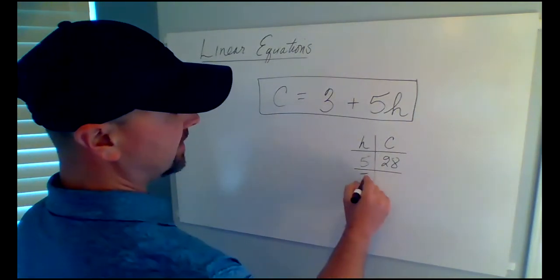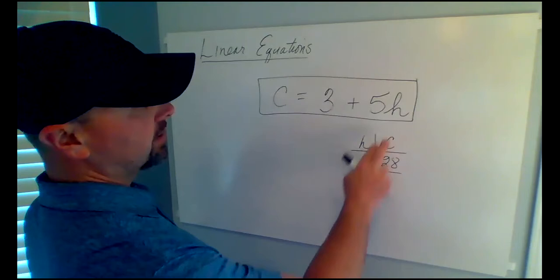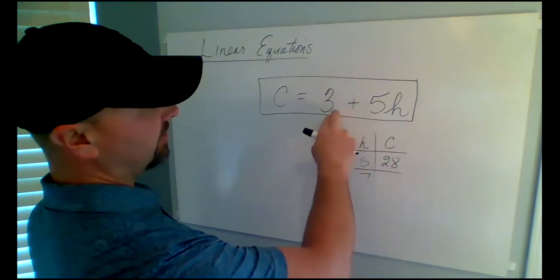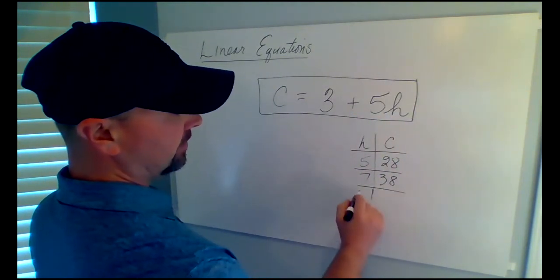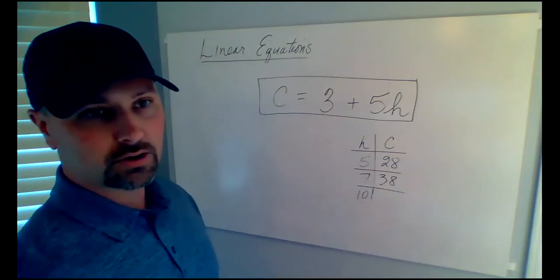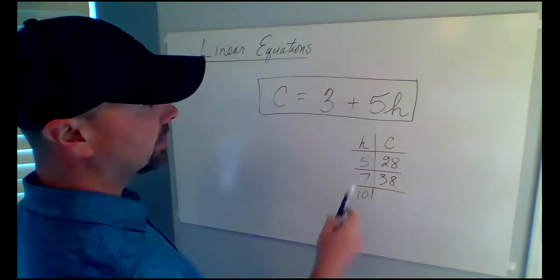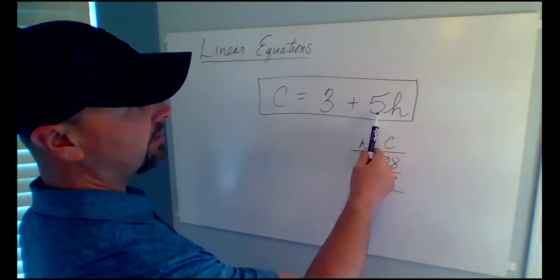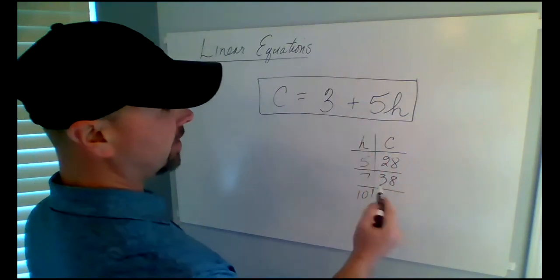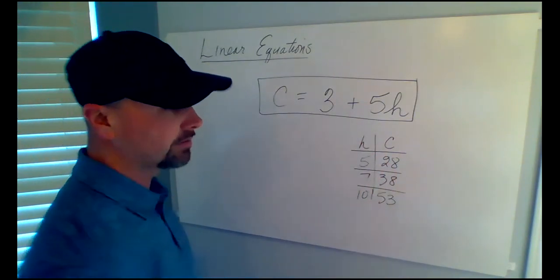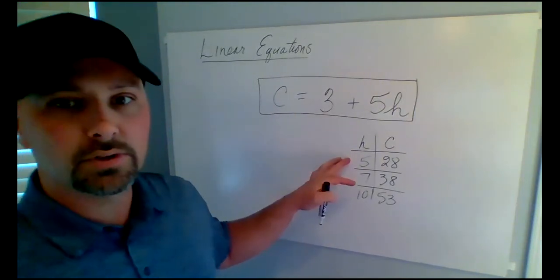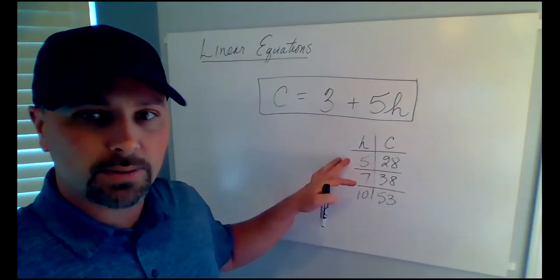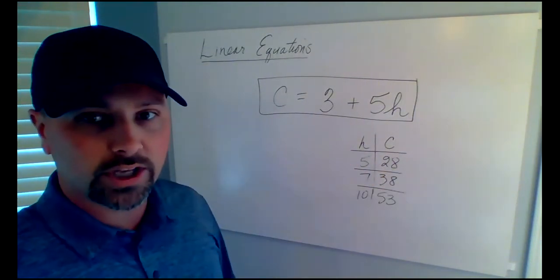Okay, what about 7 hours? 7 times 5 would be 35 plus 3, 38. How about 10 hours? What if she babysits all day long? 10 times $5 an hour is 50 plus 3, $53. Okay, so we already answered the question of how much money will she make if she babysits 5 hours. She's going to make $28.